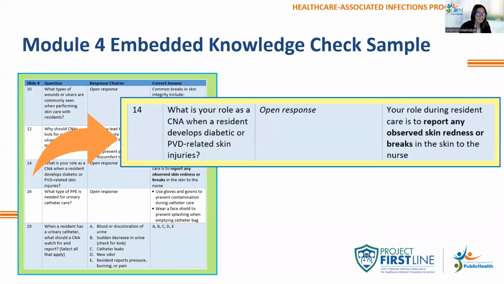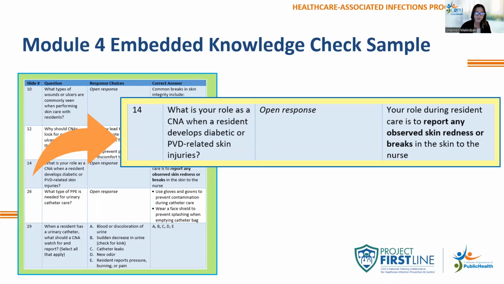Using the embedded knowledge checks appendix file, let's look at the question on slide number 14 within Module 4. The file lists the slide number where you can find the knowledge check in the module, the questions and response choices. These are also listed on the slide, and the correct answer or sample answers if it's an open response question. Each module has 2 or more knowledge checks throughout the curriculum.